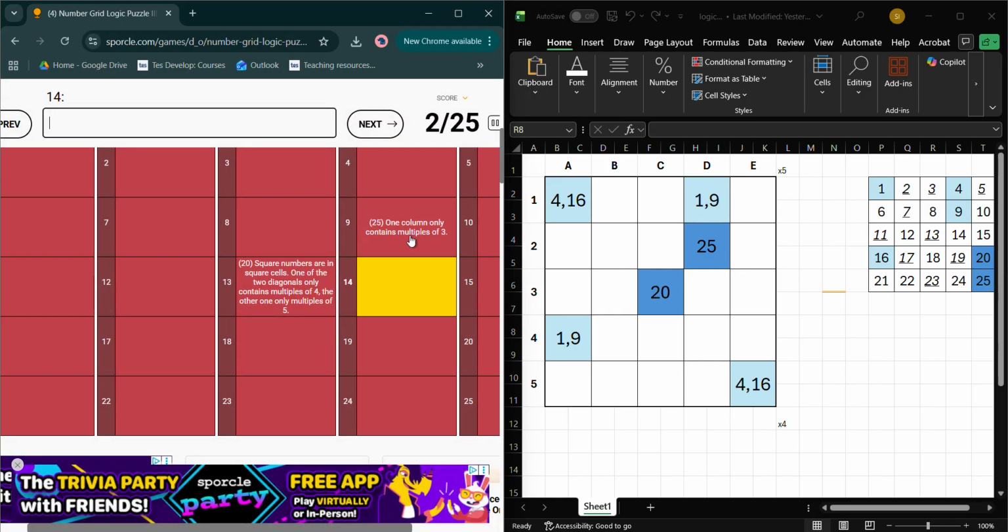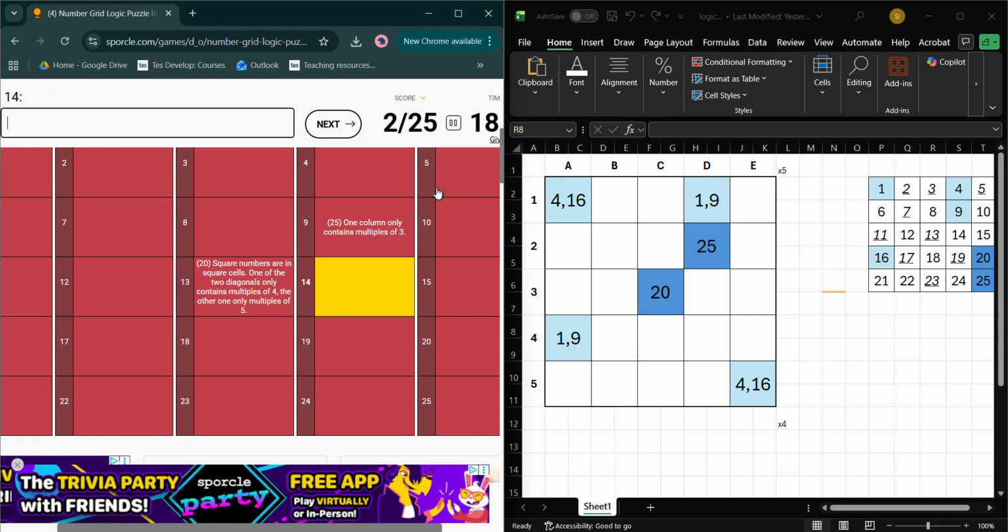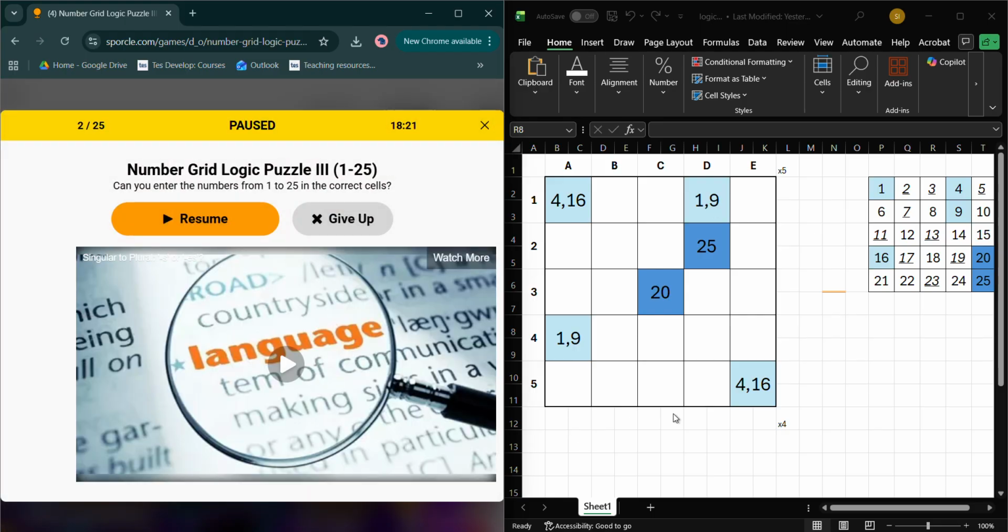25 there. It says one column only contains multiples of 3. So columns go down. So one of these must be only multiples of 3. Now, we've got two numbers in. 20 is not a multiple of 3, and nor is 25. So we can kind of cross off those ones. Can't be those.